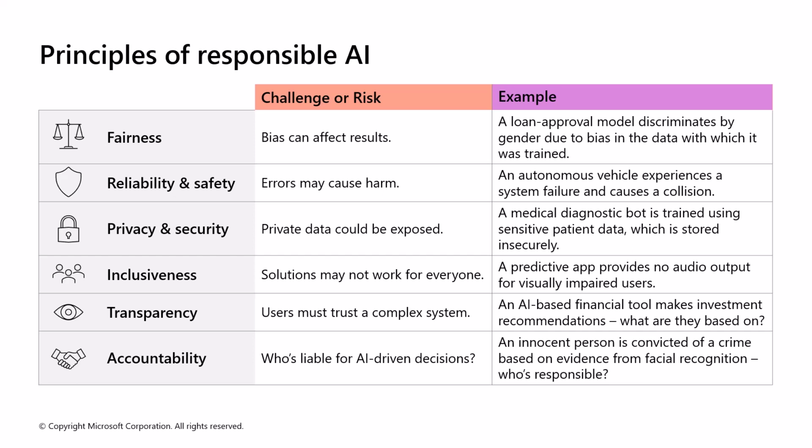So we find that some of the challenge and risk around fairness is that bias can affect results for a loan approval, in terms of maybe discrimination by gender due to bias in the data with which it was trained. So bias based on gender, ethnicity, or other factors can result in an unfair advantage or disadvantage to specific groups or applicants. So it's very important that for the principle of responsible AI, fairness is very important for every AI.